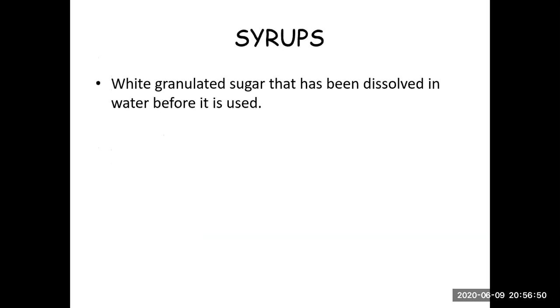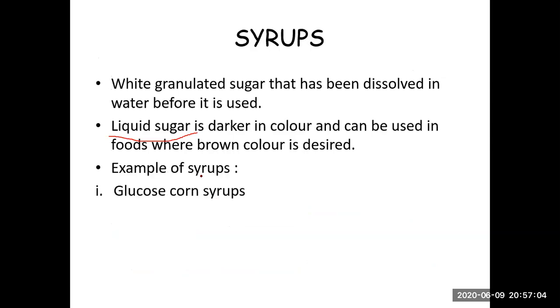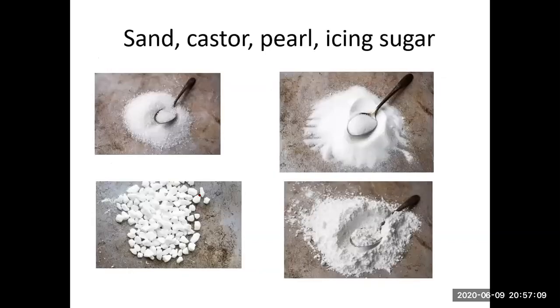Here are syrups, along with the sugar. We also use syrups in our baking, and we can say syrup is one kind of liquid sugar. Examples of syrups are glucose, corn syrup, honey, and malt syrup, which are also used in baking. Here is a figure of the sugars: first our sanding sugar, then caster sugar, then pearl sugar, and the icing sugar.